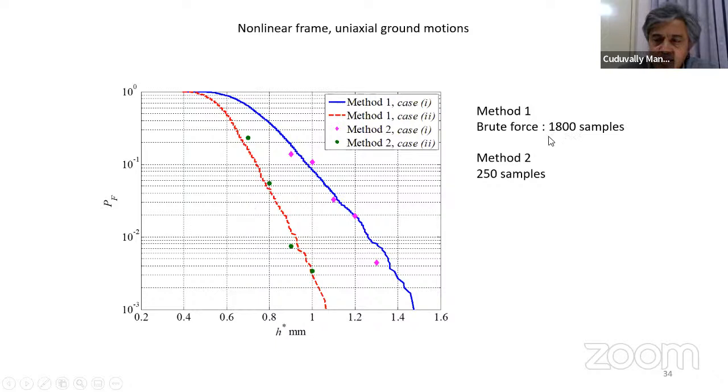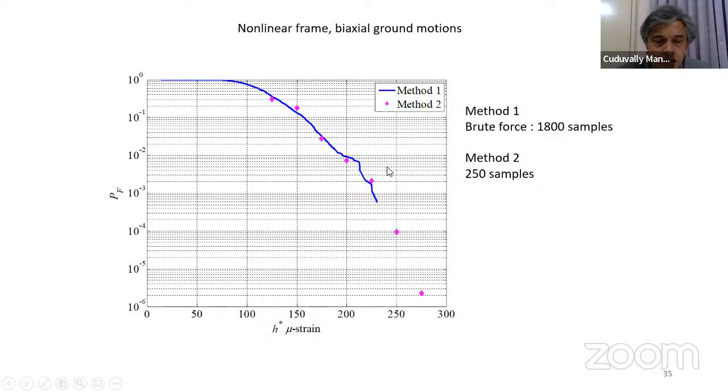We tested about 1800 time histories that were applied. And with 250 samples using the modified theory, we got similar results even for low probability. So we considered a nonlinear frame under biaxial ground motion, and a probability of failure as small as 10 to the power of -6 was obtained using 250 samples.